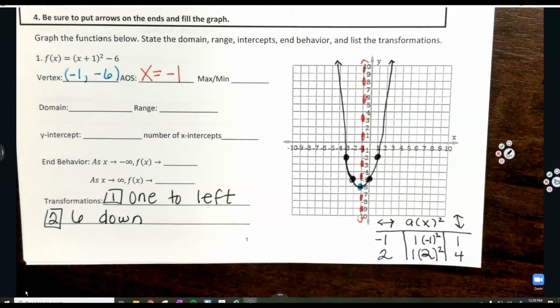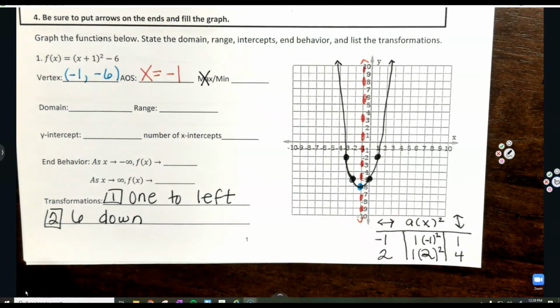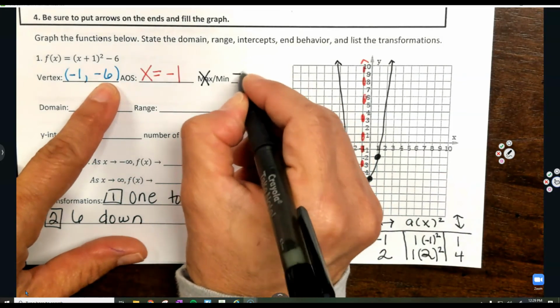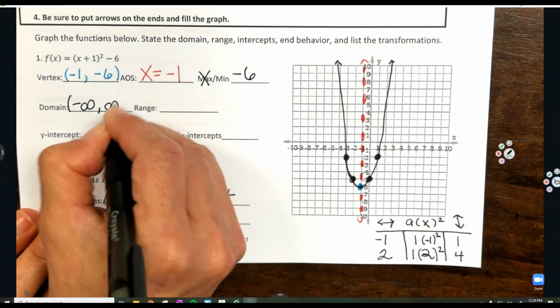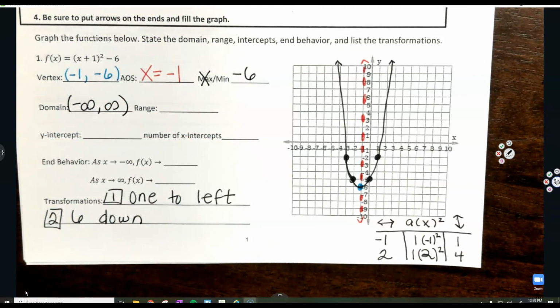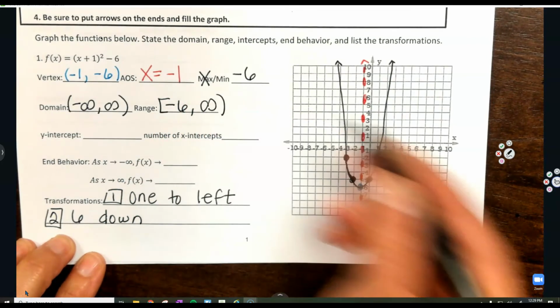All right. So this graph goes up forever. Since it goes up forever, it's impossible to have a maximum, which means it has a minimum. The minimum is the K value. So remember, your K value is -6. Your domain is -infinity to +infinity. And then your range, well, it has a minimum of -6, so it starts at the -6, but it goes up forever.